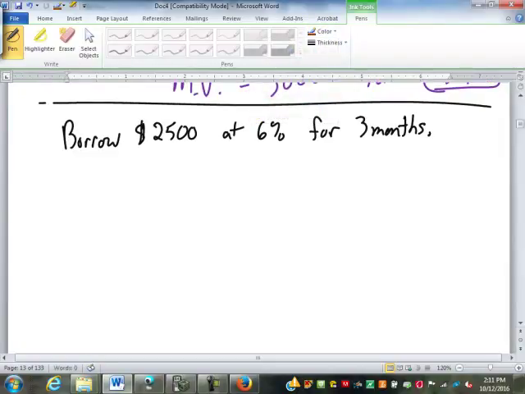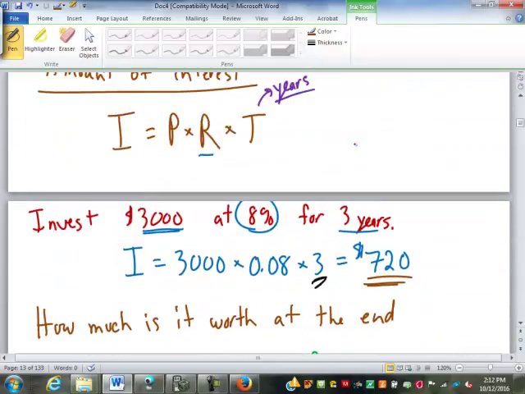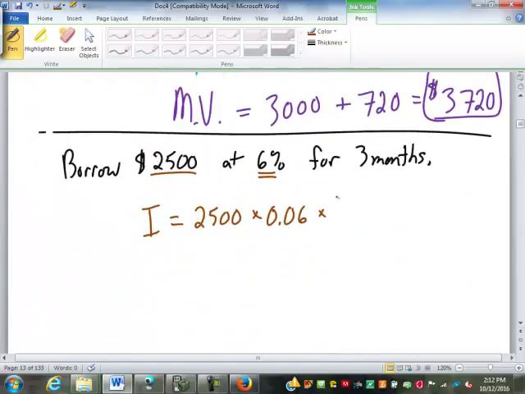So let's look at this. First, let's figure out how much interest is going to be calculated. So I is going to equal, our principal will be $2,500 times our rate of 6% becomes 0.06. So the tricky one, before we had years, so we just put 3 years. This is 3 months. And we said before that our time is always in years. Well, there's 12 months in a year, so I'm just going to express that as 3/12 of a year.